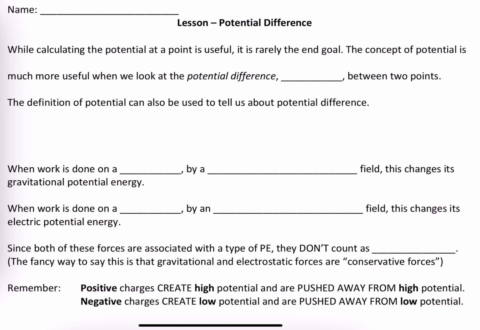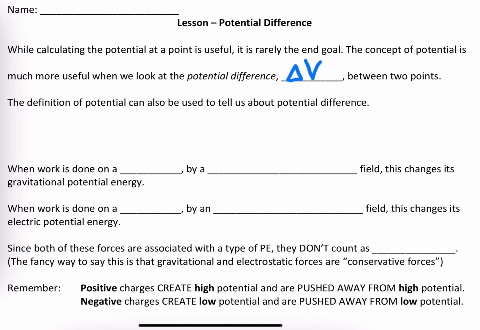But while that might sometimes be useful to know, it's very rarely our end goal. Simply knowing the potential at a point doesn't allow you to do much. The concept of potential becomes much more useful when we look at the potential difference between 2 points, so how potential might change as we move through a region. And so another way of saying potential difference is delta V, the change in potential. So that's what we're going to look at in this lesson.